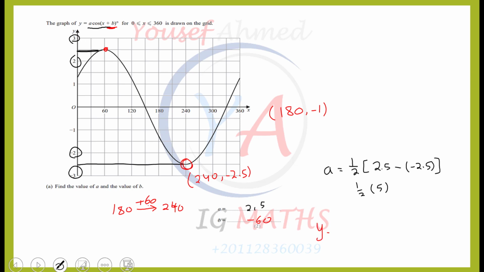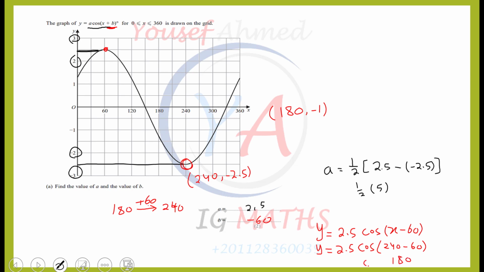Y is equal to 2.5 cosine x minus 60. So I'm going to take this point here. I will take 240 and negative 2.5, the one which we have here. So I'm going to replace x by 240. It will be 2.5 cosine 240 minus 60. So 240 minus 60 gives you 180.